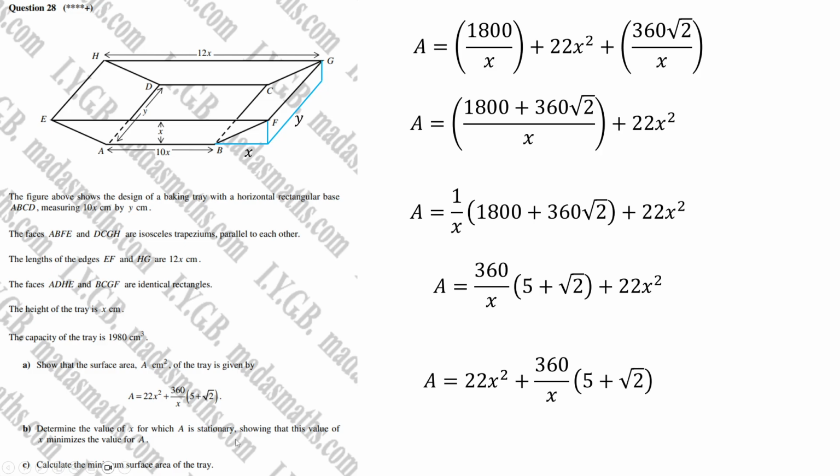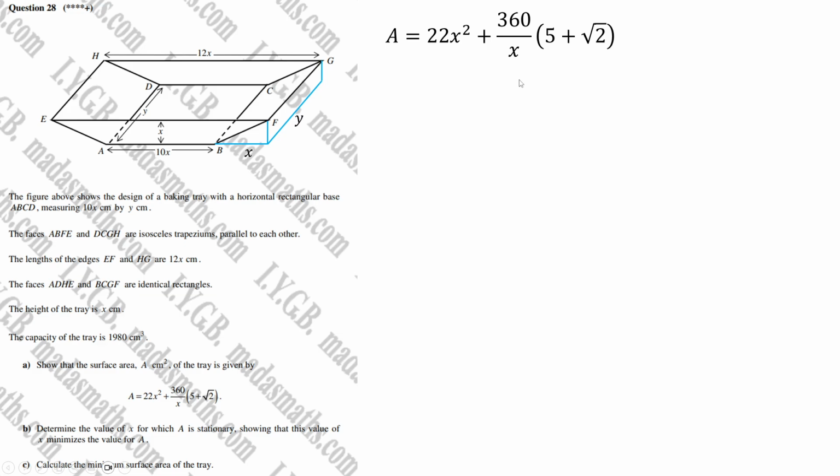Determine the value of x for which A is stationary, showing that this value of x minimizes the value for A. Okay, so we need to differentiate. Okay, this is just the area. I'm going to rewrite it like this. This is obviously x to the minus 1. Okay, and then we're just going to differentiate this.